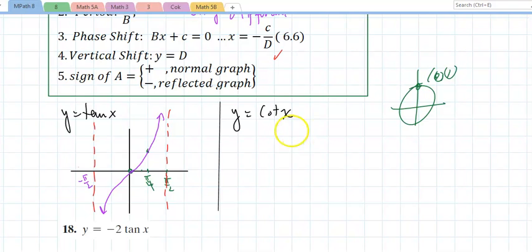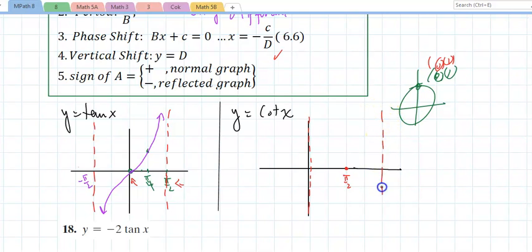Cotangent, unfortunately, doesn't do what you would expect. That is, wherever tangent equals 0, cotangent is undefined. And wherever tangent is undefined, this is 0. Because at this point, it will be the cosine over the sine. So, I'll show you how that works. I'm just showing you how to pick points. We're not going to pick points, of course.